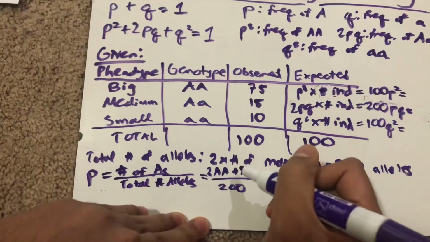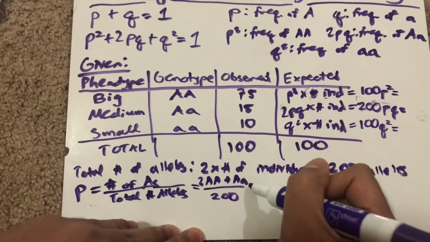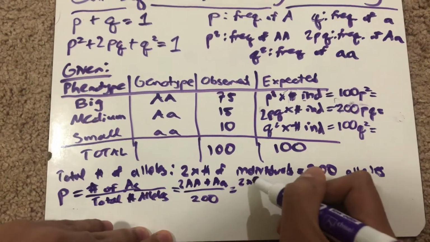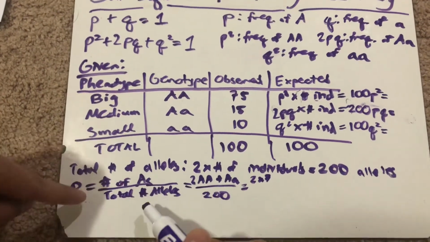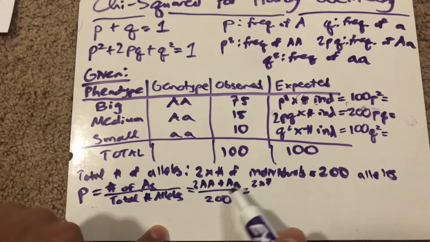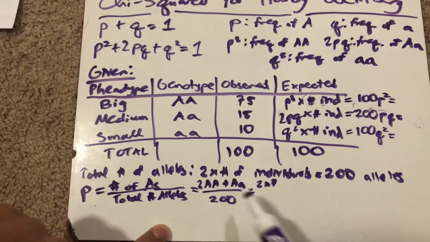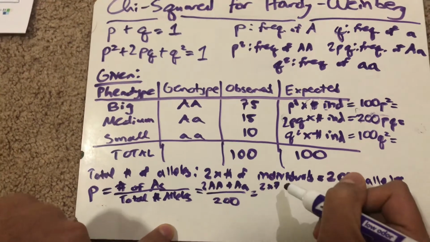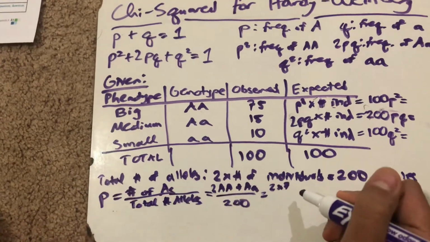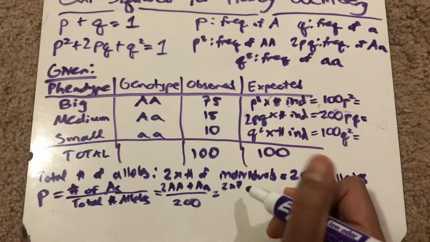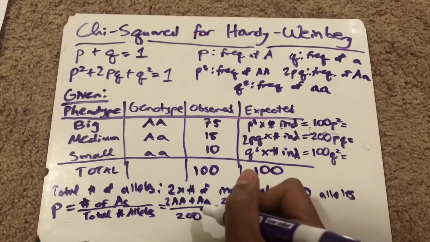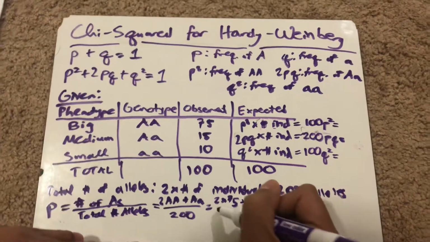So 2 times big A big A plus big A little a, over 200. So this is going to be 2 times 75. This is your formula if you want it: the number of A's over the total number, or you can remember it as 2 times AA plus Aa, over the number of alleles. I'll give you an even more generalized formula at the very end, but I want to walk through this whole thing because it makes more sense if we do that. So here it would be 2 times 75 plus 15, over 200.